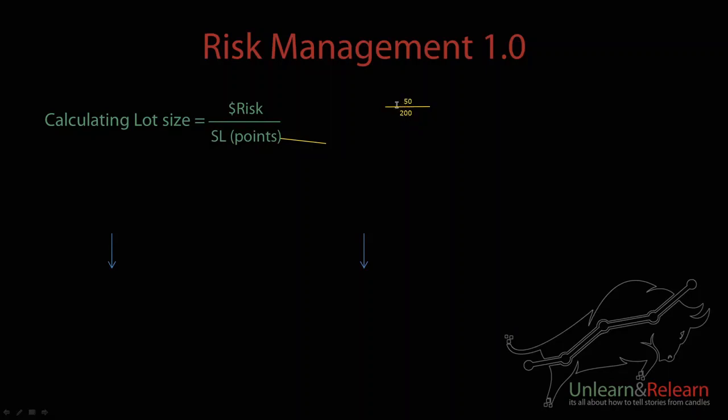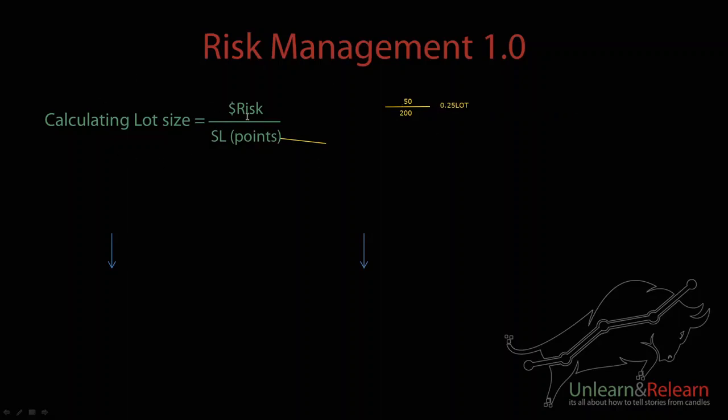5 by 20 is going to be what? 0.4? I think it's 0.4. My mental math is not that strong. Oh, 0.25. Yeah, my bad. So it's going to be 0.25. So for you to risk $50 on a 20 pip stop loss, you'll be using a 0.25 lot.